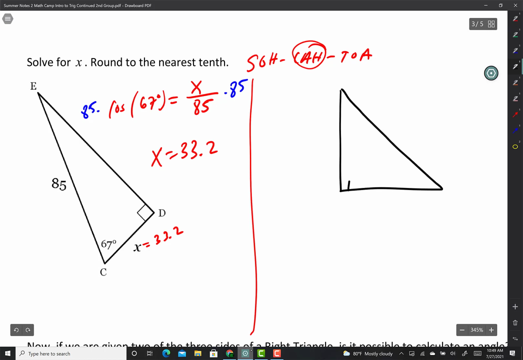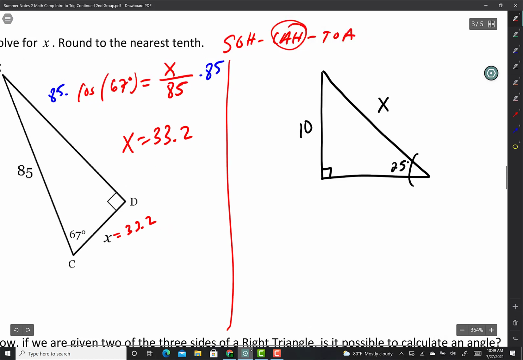And this time, let's make this up. 25 degrees, 10, and x. It is a unique scenario. So how is this different than the others? Well, in this one, guys, with respect to 25, that 10 is still opposite, that x is still hypotenuse. Which one uses opposite and hypotenuse? So that is nothing different. So sine of 25 degrees equals opposite over hypotenuse.